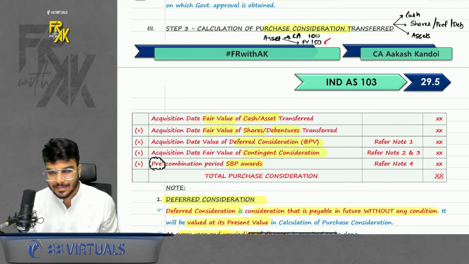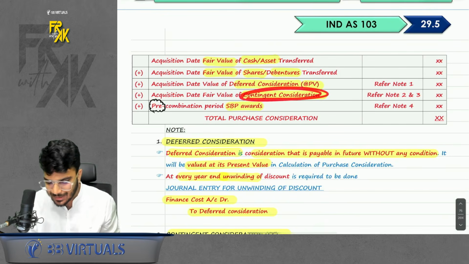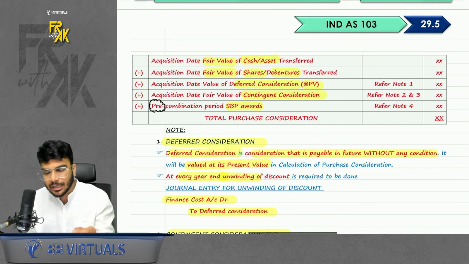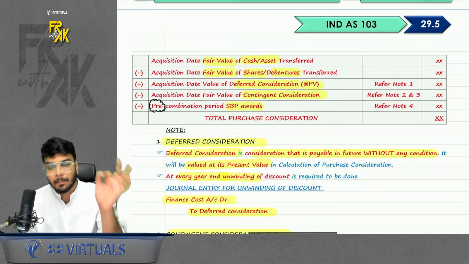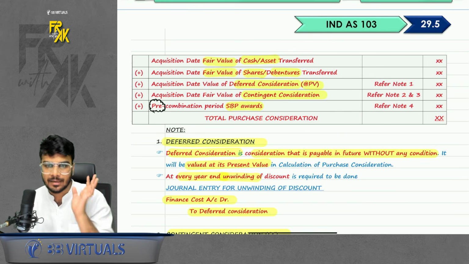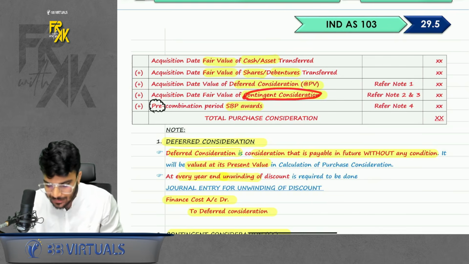The next point in PC is going to be contingent consideration. Now what is the meaning of contingent consideration? Contingent consideration means we will pay something after a certain number of years, but only on fulfillment of certain conditions. That is known as contingent consideration.